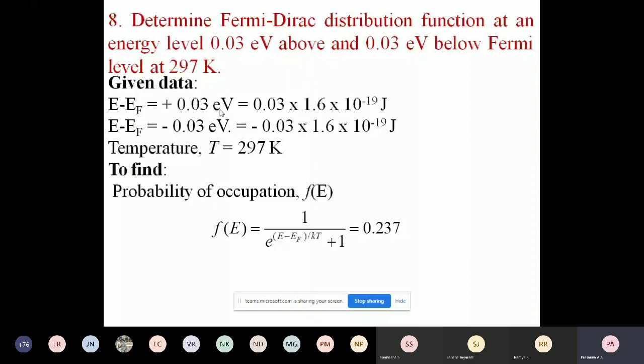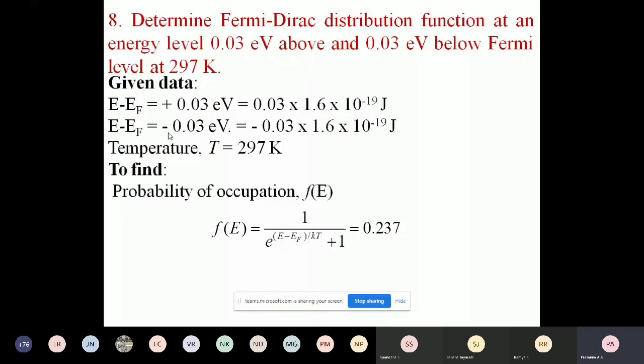and in the other case, 0.03 electron volt below the Fermi level is taken. 0.03 electron volt below means what? It is an energy level below the Fermi level. So obviously E is smaller than EF, therefore E minus EF becomes negative. That is the reason why I have put a negative sign for this. So we have to calculate F of E twice.